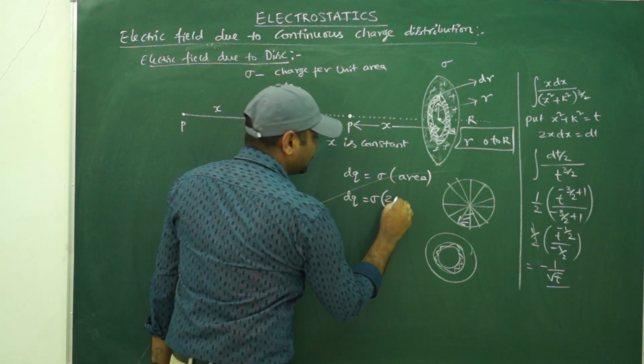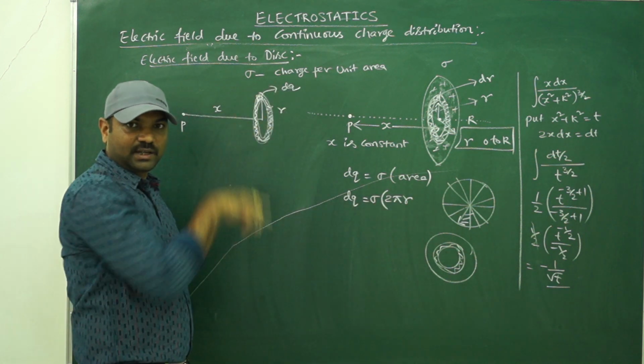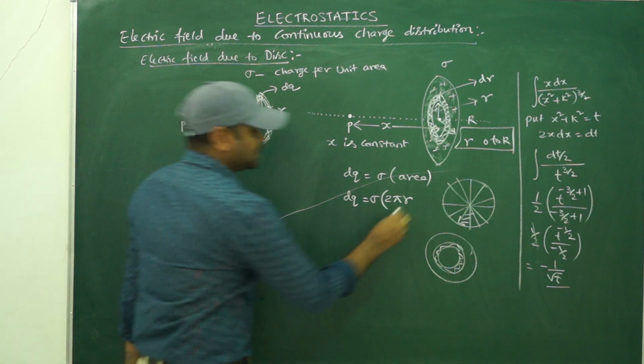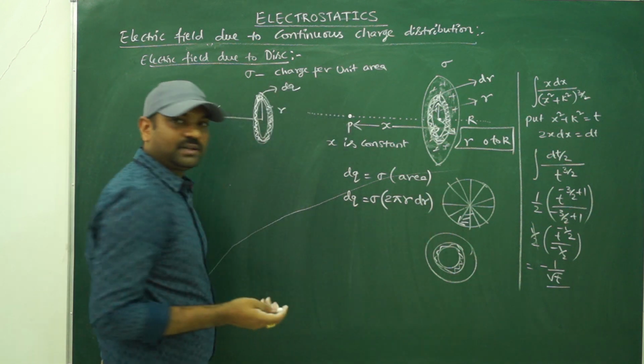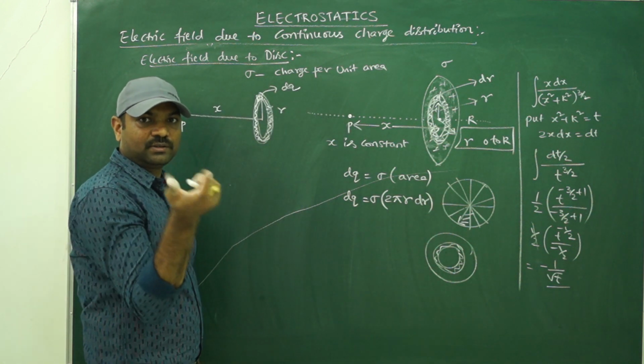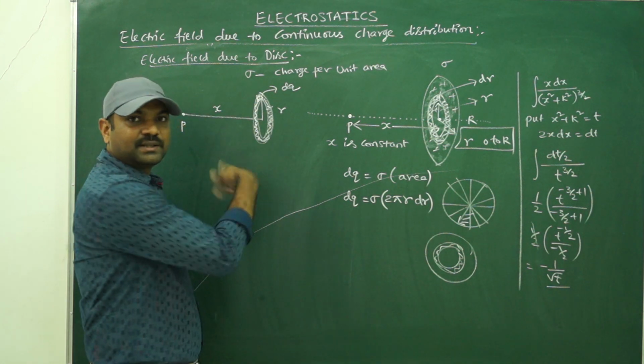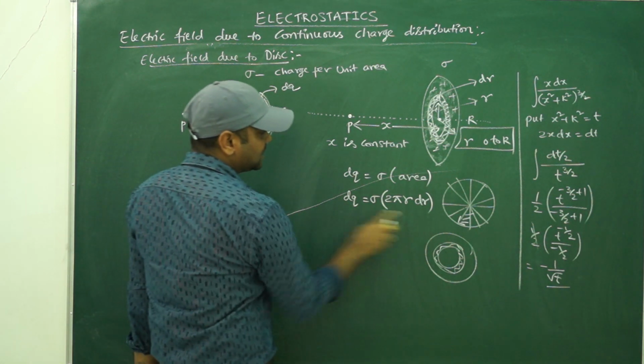I can write down, 2 pi r is the length of the ring, and the thickness of the ring is dr. So length into thickness will give you area. Length into width, you can say. Width is dr, length is 2 pi r. So this is the charge on the ring.